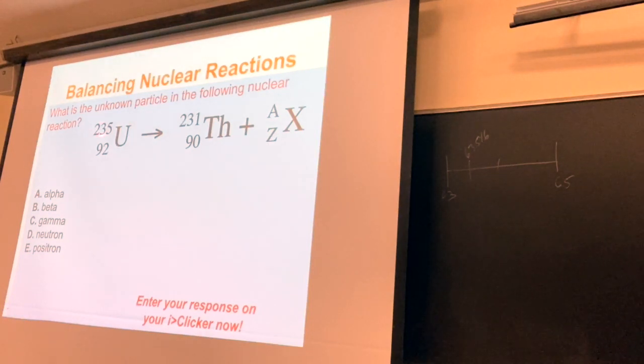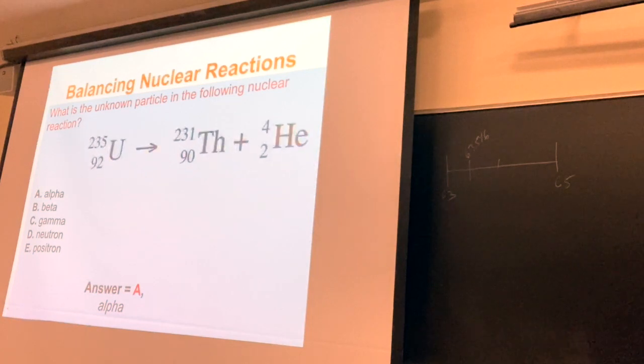But anyway, 235 equals 231 plus A. So what is A equal to? 4, that's right. You can find the symbol for X if you look on the periodic table. 2 is what you'd use. That's the helium particle, the supercharged helium. Nobody usually calls it helium on this level because it's quite different from the helium from birthday parties. People will usually call that supercharged helium an alpha particle. So this reaction is uranium-235 undergoing alpha decay to create thorium-231.